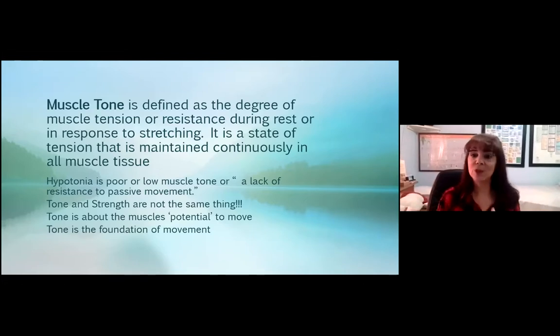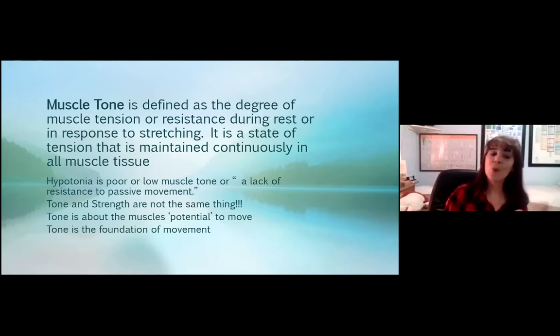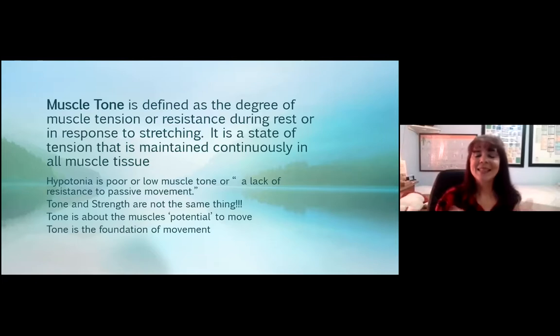Right? So what is hypotonia? Hypotonia is poor or low muscle tone. It's a lack of resistance to passive movement.